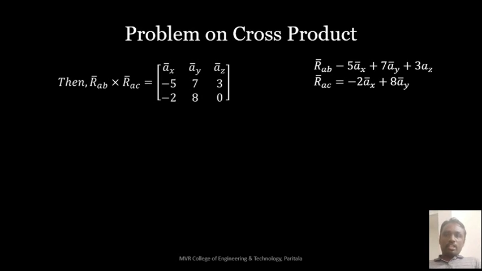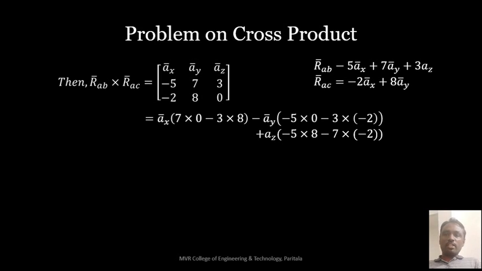So the next one is the RAB component. What are the components? RAB is minus 5, 7, 3. And the third one is the RAC component. What are those components? Minus 2, 8, 0. So why is it 0? There is no AZ component, so it is 0. So don't forget to write 0. If any component does not exist, we have to write that as 0. In some cases the x component will not be available, so in the place of x we need to write 0. Here in this case the z component is not available, so we have to write 0 in the place of z.